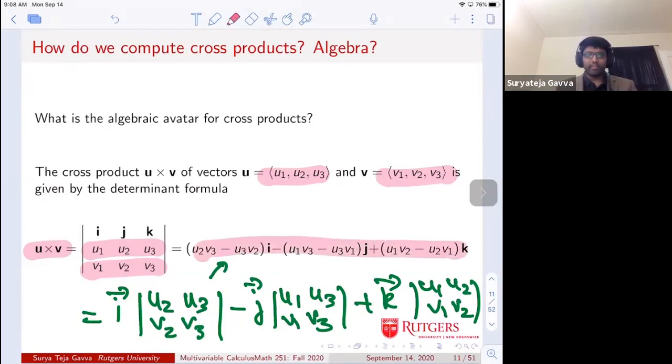Okay, so you don't need to remember the second formula. If you remember this basic formula, that U cross V has this form, then you'll be able to compute the cross product given the coordinates of the vectors. Okay, so let's try to compute some cross products.